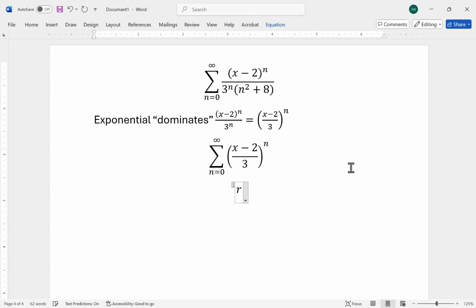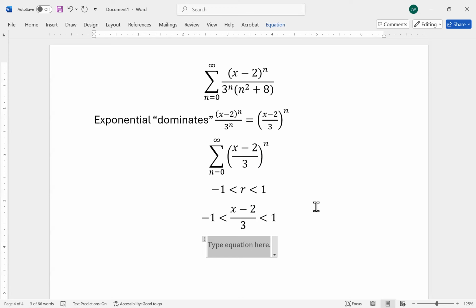And in a geometric series, I know that as long as my r is between -1 and 1, we are going to converge. And now my r is the quantity x minus 2 divided by 3. So as long as x minus 2 over 3 is between -1 and 1, we're good to go.